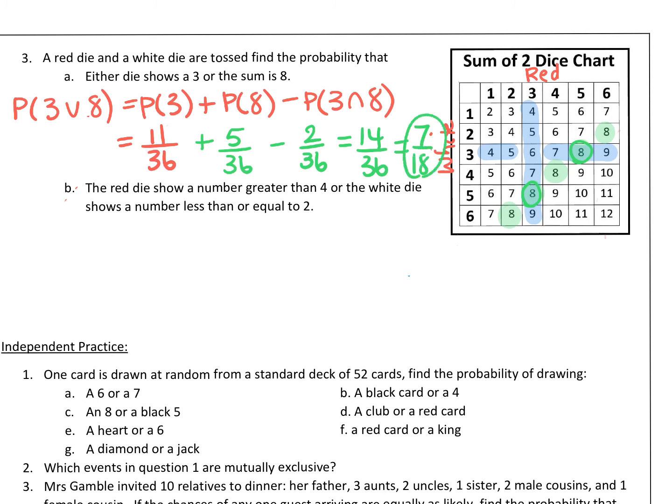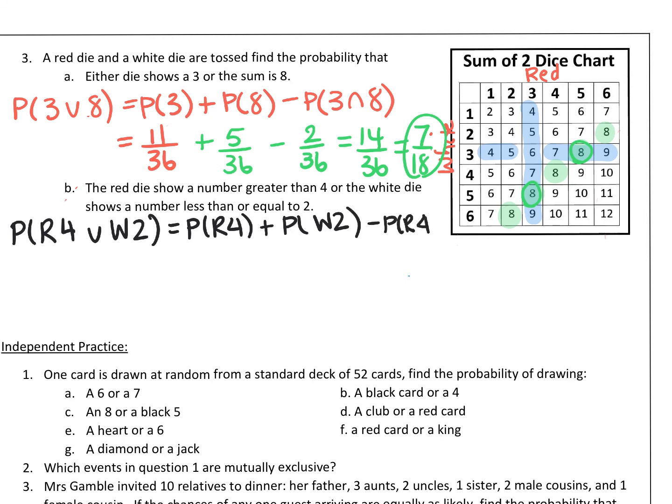Okay. Now the probability that the red die shows a number greater than 4 or the white die shows a number less than 2. So let's just get our formula down. The probability on the red die, I get a number greater than 4, or on the white die, I get less than or equal to 2. So it's the probability that my red die is greater than 4, plus the probability that my white die is 2 or less, minus the probability of both of those things happening.